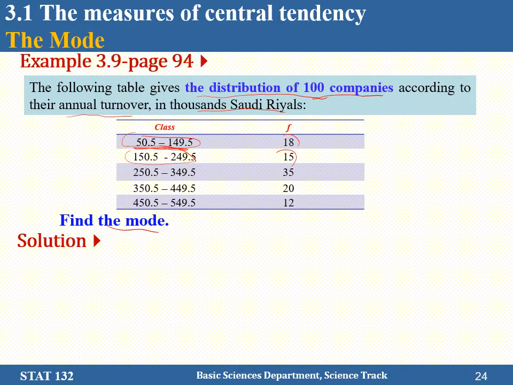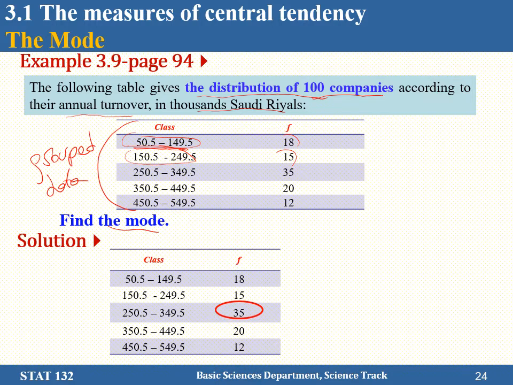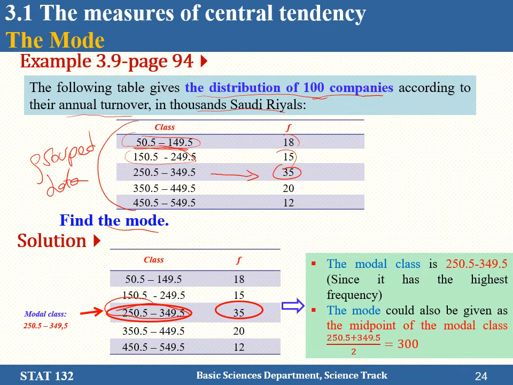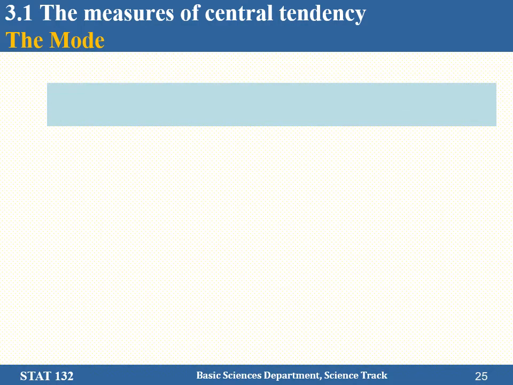This question is a little different because we have grouped data here, and we have a different procedure to find the mode. First, you find the modal class. The modal class is the class that has the most frequency. So this here is the modal class. After you find the modal class, you find its midpoint. The midpoint of the modal class is the mode. So it will be 300.